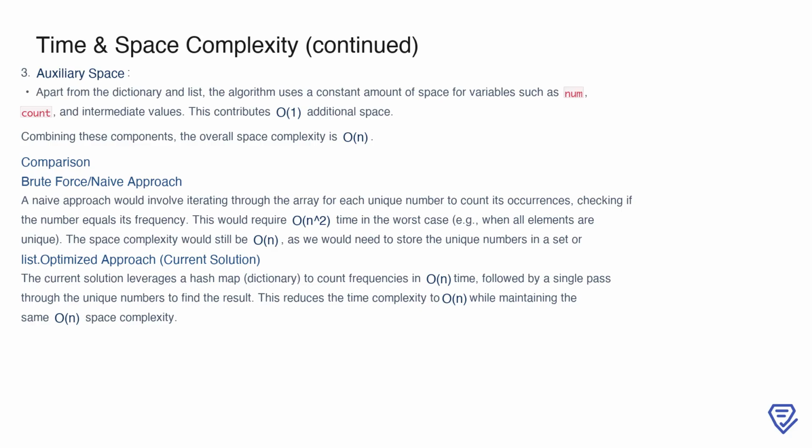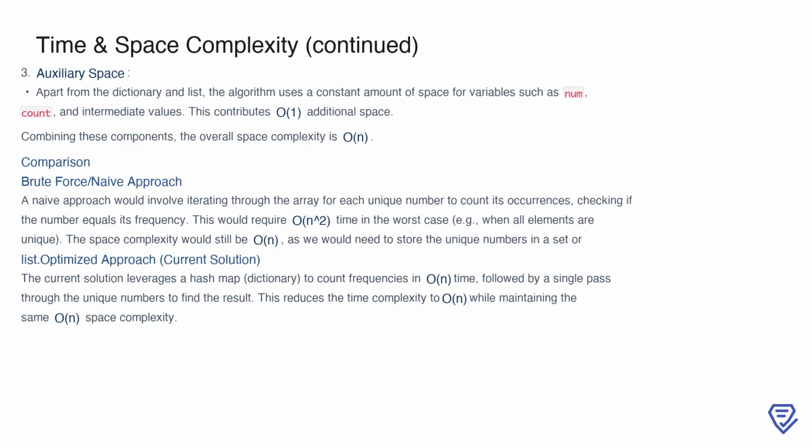To put this into perspective, let's compare this with a brute force approach. A naive solution would involve iterating through the array for each unique number to count its occurrences and check if the number equals its frequency. This approach would require O(n²) time in the worst case, such as when all elements are unique. However, the space complexity would remain O(n), since we still need to store the unique numbers in a set or a list. Our optimized solution, by using a hash map to count frequencies in O(n) time and making a single pass through the unique numbers, reduces the time complexity to O(n), while maintaining the same O(n) space complexity.